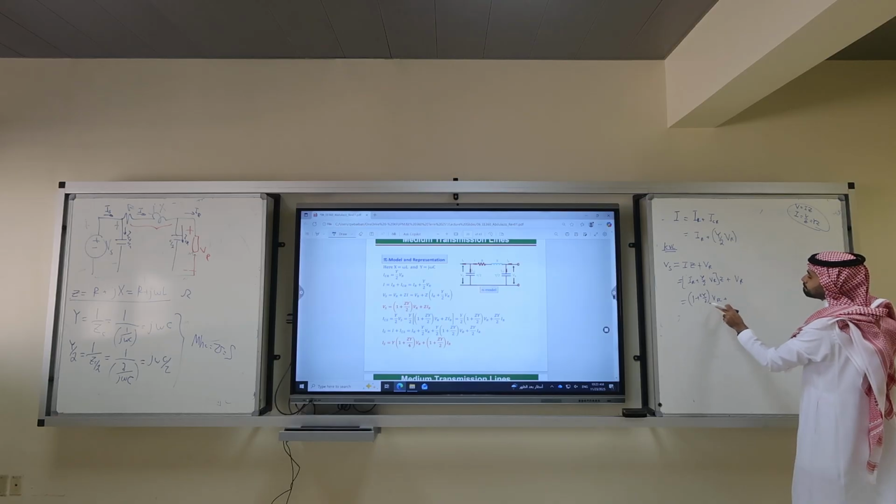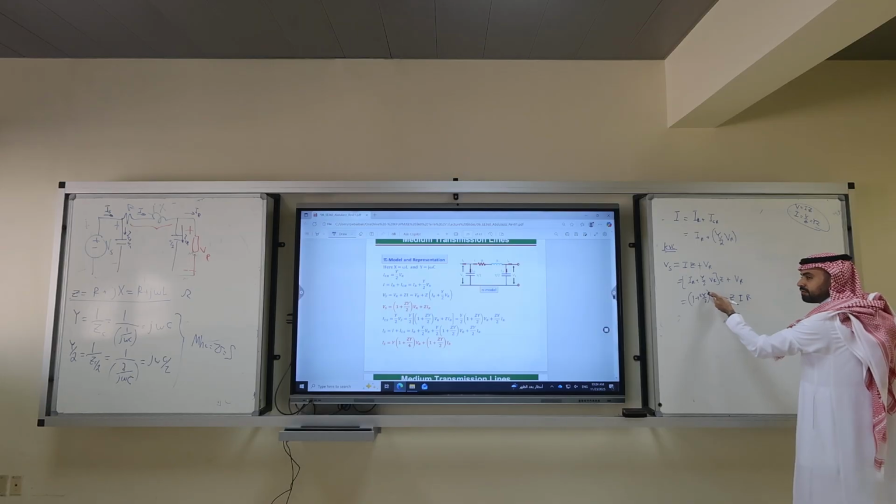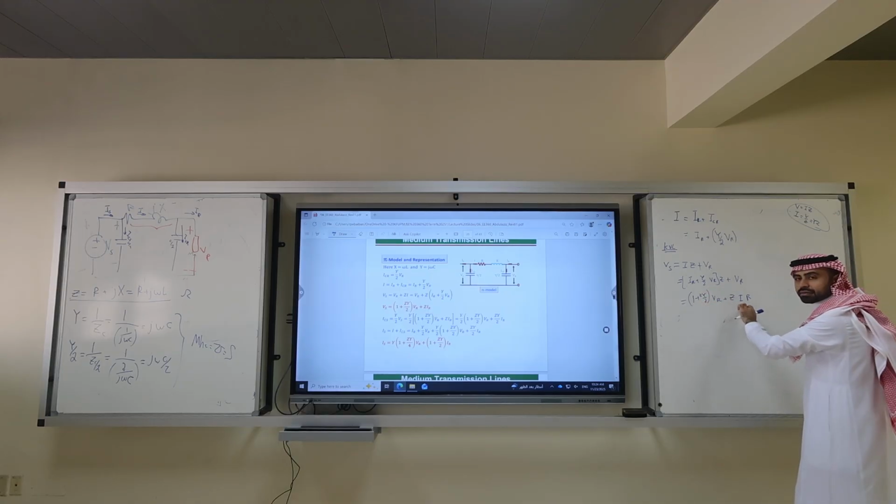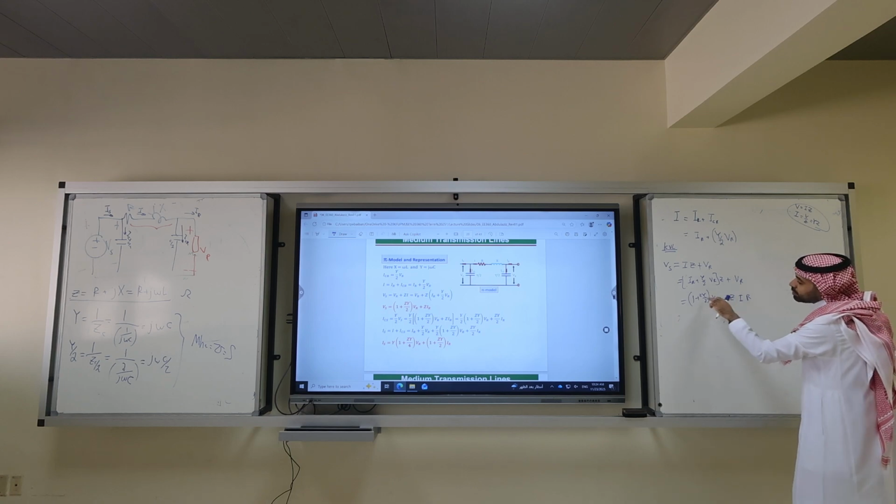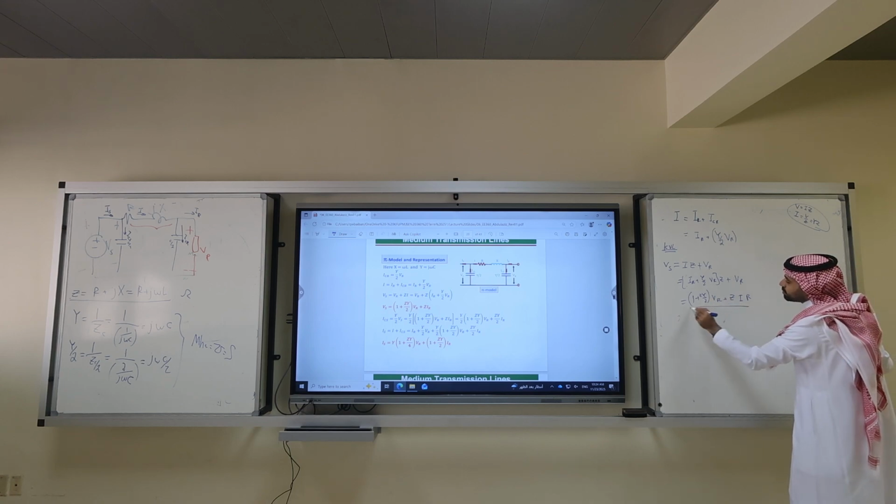Plus ZIR. So in the short transmission line, what is the capacitance? 0. So what is Y? 1 over j omega 0. So this will be blown away and it will be VR plus ZIR. In the medium you have ZY. So this is the first equation.